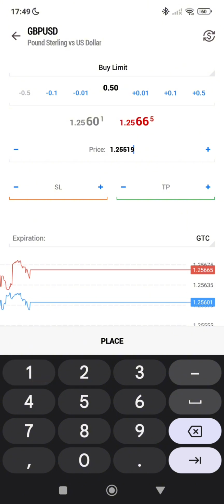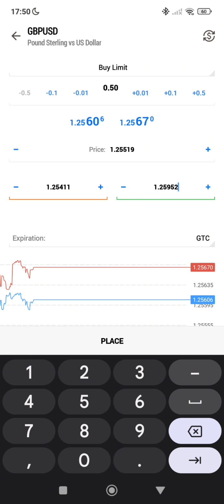Now what was your stop loss? Your stop loss was below that current market price. What was it? It was 1.25411. Okay, that was your stop loss. Now what was your TP, the value that you copied above the current market price? What was it? It was 1.25952.